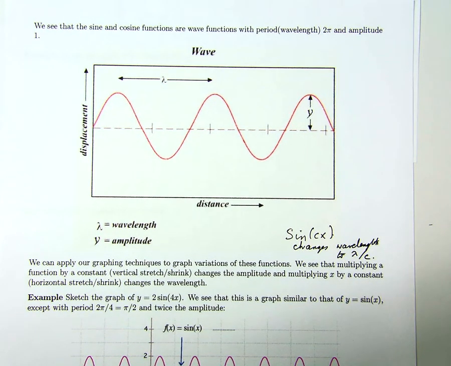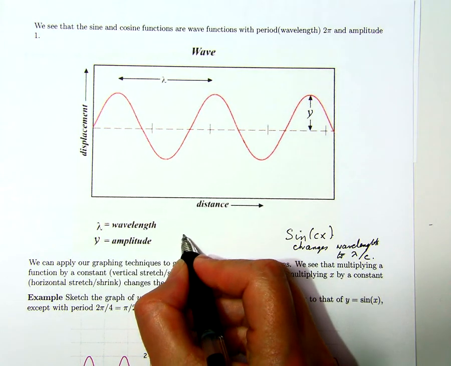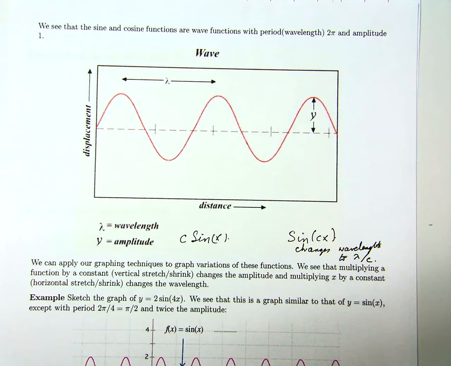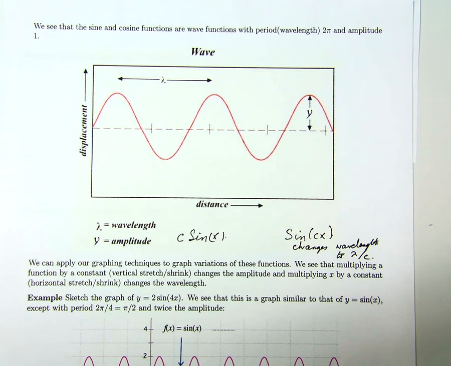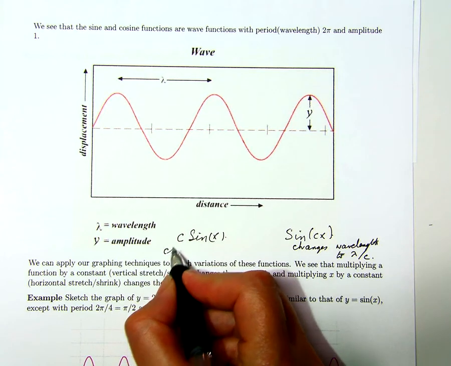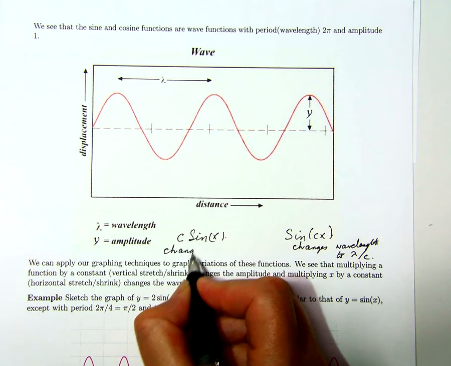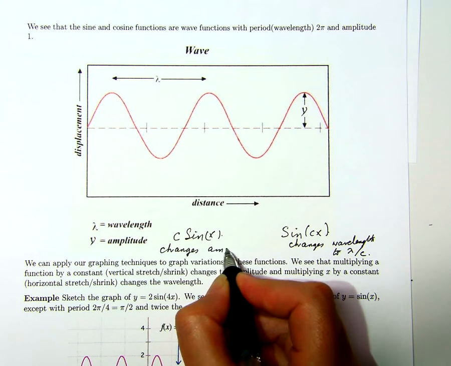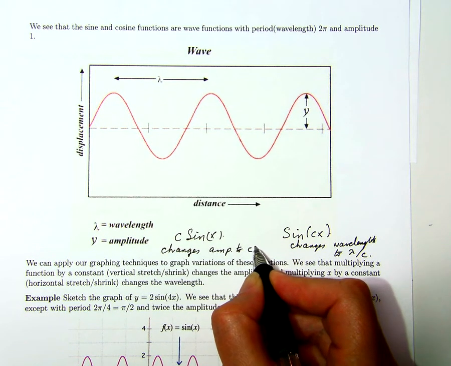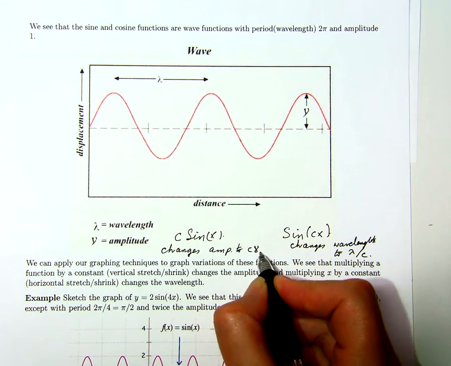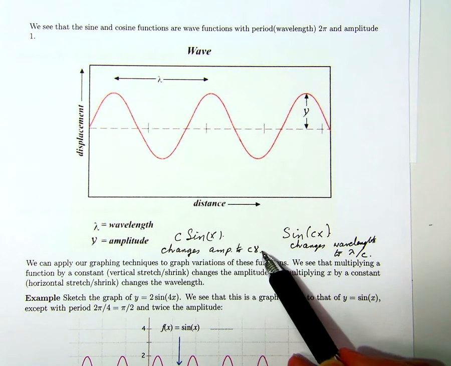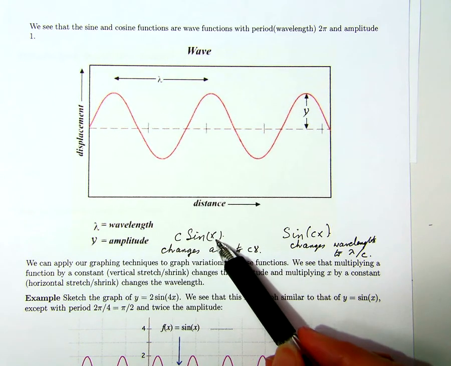And also, if I multiply, say, sine of x by a number c, this is going to stretch the graph vertically, and so this changes the amplitude to c times gamma here. So of course the amplitude of sine is 1, so this changes the amplitude to c.